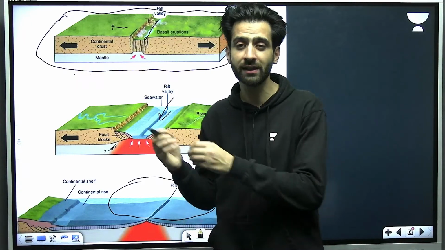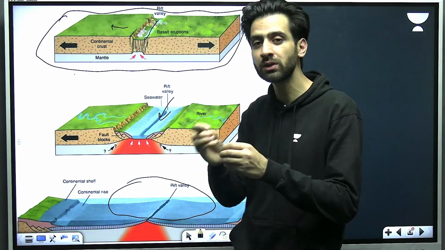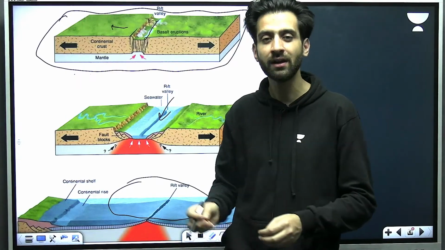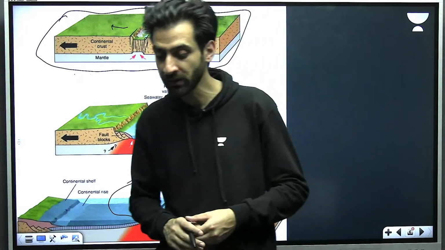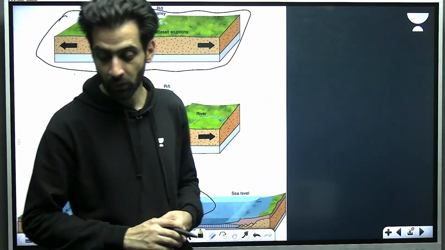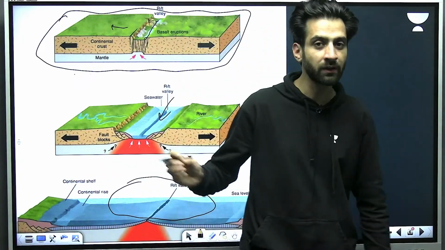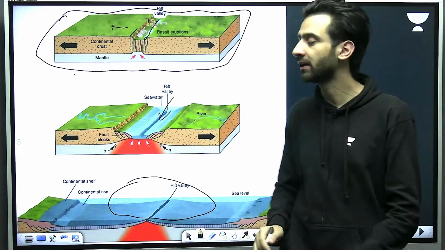This is what I was telling you in the earlier slide, how the Pangaea broke into Gondwana land and Laurasia, and how the Tethys Sea came into existence. These are some of the very important points. Okay, good. If you have any confusion of how these things are happening, you can ask me in the comments. I hope everything is clear up until now.